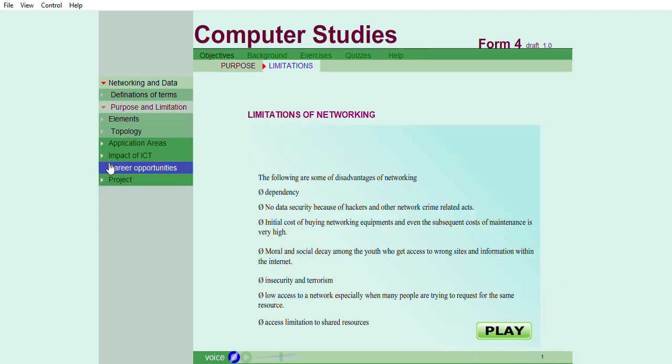The following are some of the disadvantages of networking. Dependency. No data security because of hackers and other network crime-related acts. Initial cost of buying networking equipment and even the subsequent cost of maintenance is very high. Moral and social decay among the youth who get access to wrong sites and information within the internet. Insecurity and terrorism. Low access to a network, especially when many people are trying to request for the same resource. Access limitation to shared resources.